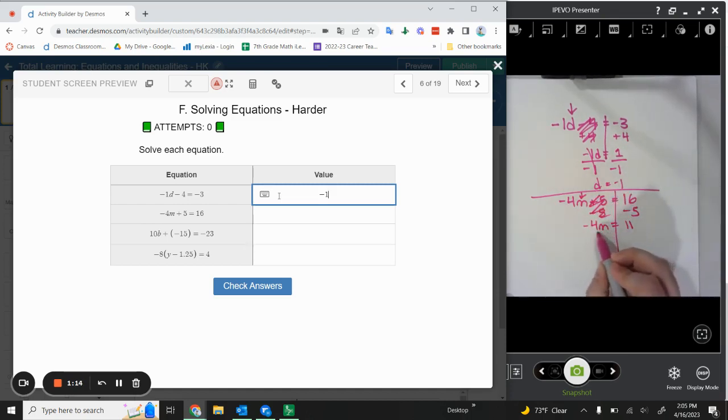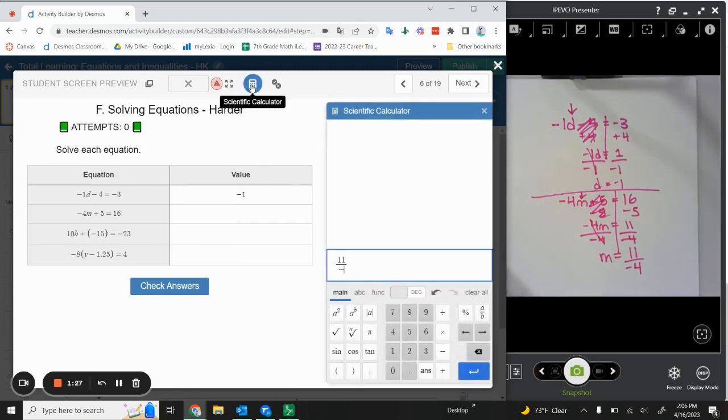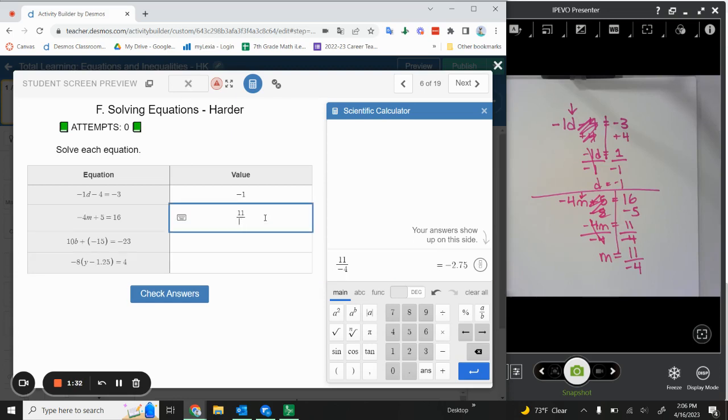This says -4m is what's left here. To get rid of the -4, I don't add. I need to divide because these are being multiplied. To divide both sides by -4, those cancel, and m is equal to 11 over -4. Now that looks really ugly. If you want to use a calculator, you can. 11 divided by -4, you can get a decimal, or you can just type in 11 over -4. Make sure you catch the negative there.